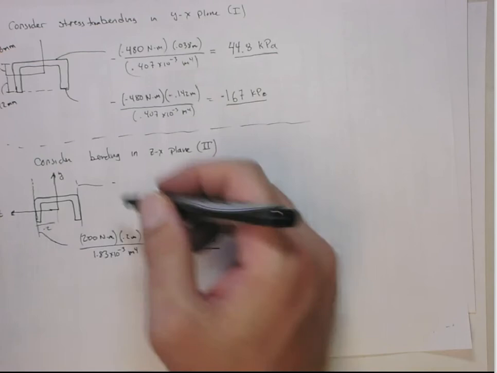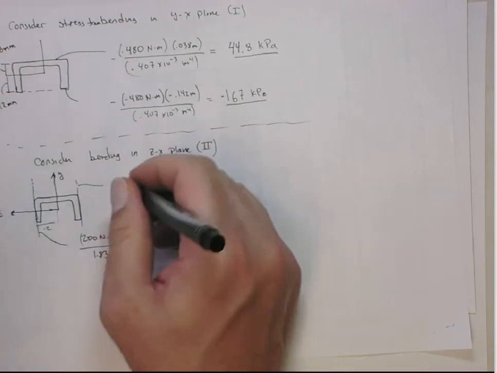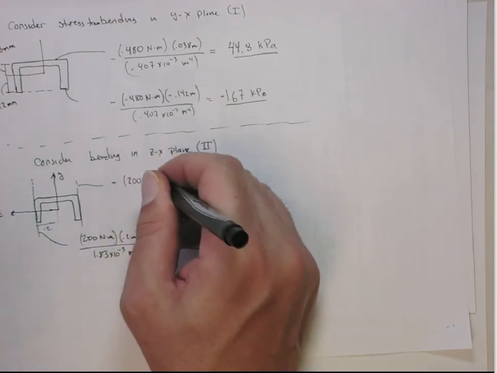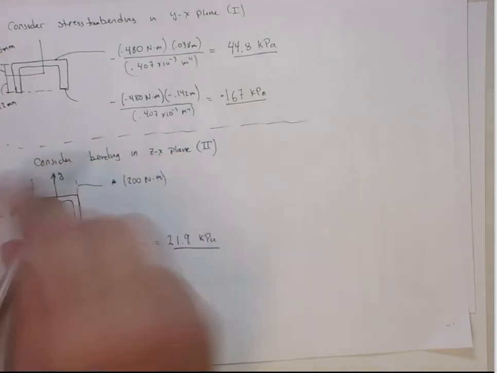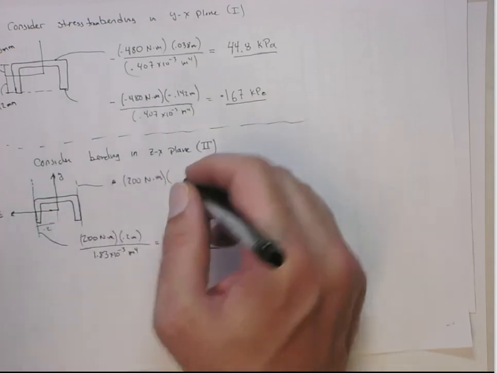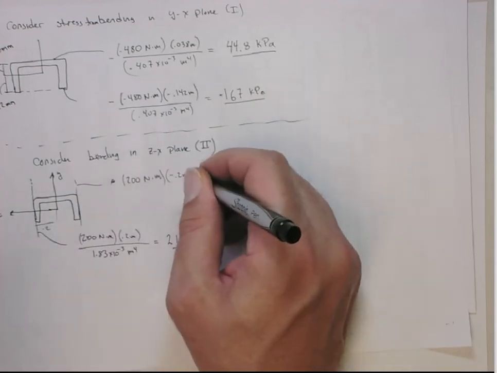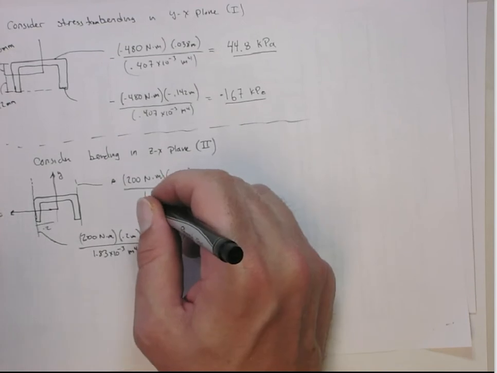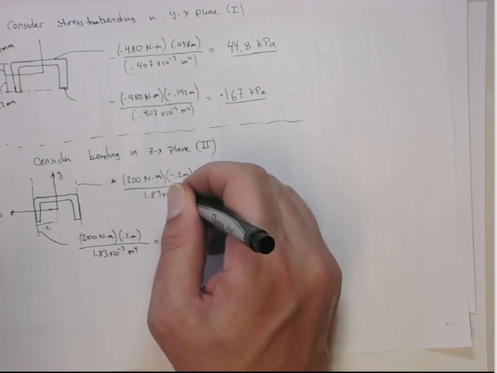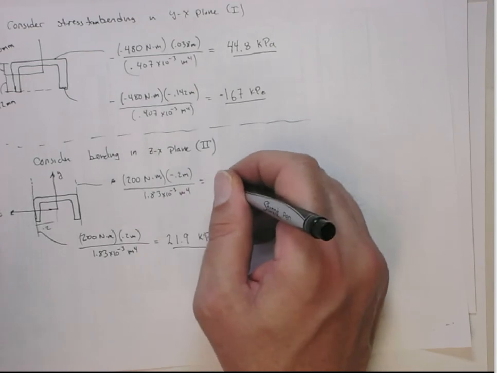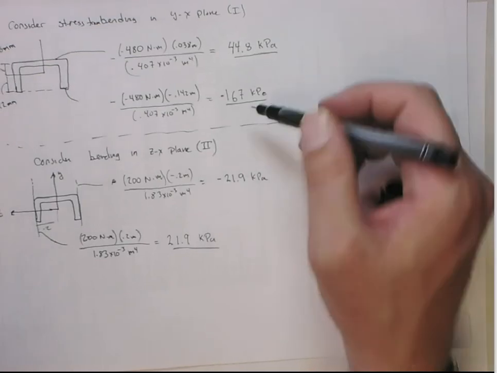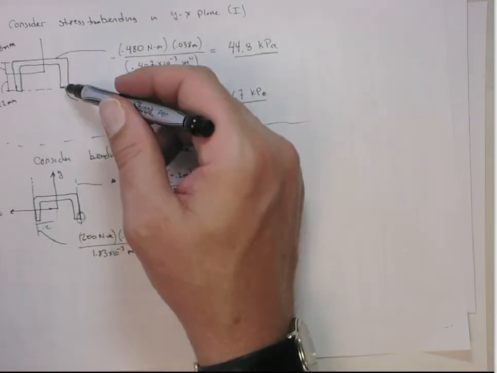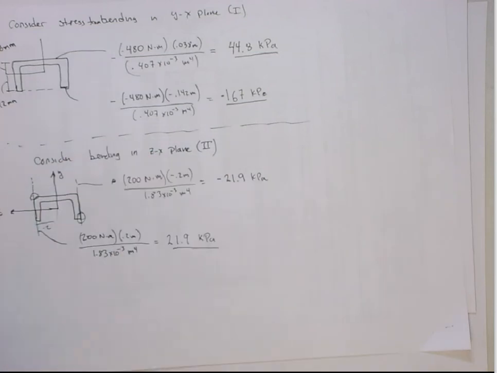That's minus 200 Newton meters. Its C distance, I'm sorry, it's a positive, right? Because it's bending around the y-axis. Its C is a minus 200 millimeters or 0.2 meters over the same thing, 1.83 times 10 to the minus third meters to the fourth. So that's going to give me minus 21.9 kilopascals. So again, you can see this is the point where they're both in compression, and this is the point where they're both in tension, both modes.